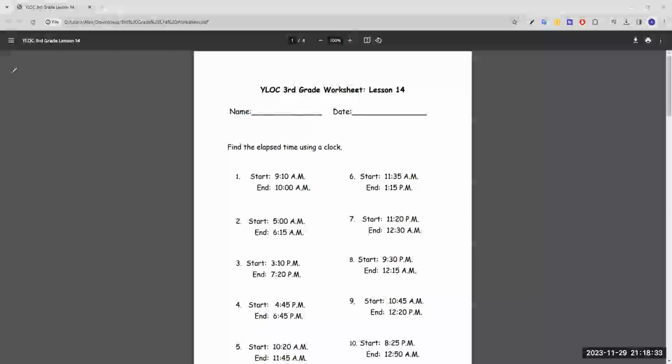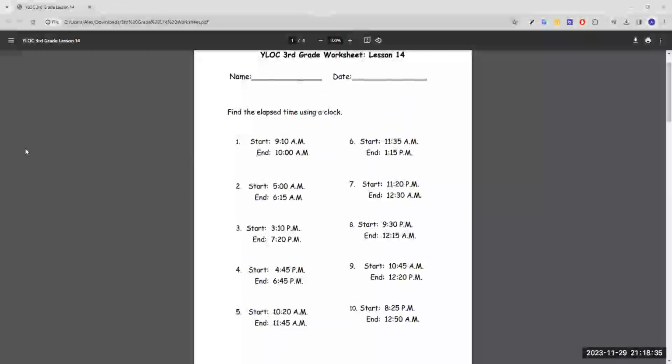Number 2, start at 5 a.m. and ends at 6:15 a.m. So to get to 6:15 a.m. from 5 a.m., we first add 1 hour, and that gets us at 6 a.m. And then we also need this 15, so we add 15 minutes. So the answer for number 2 would be 1 hour and 15 minutes.